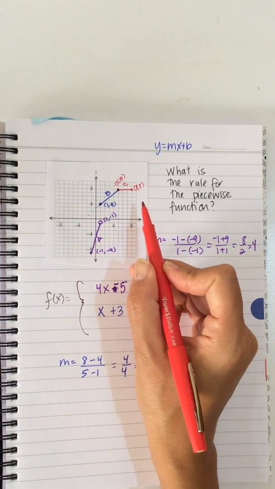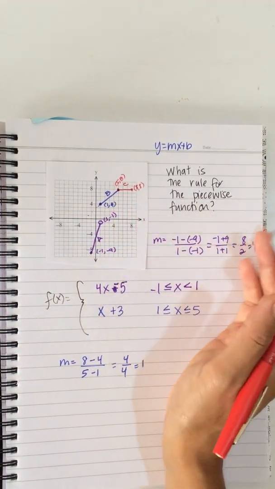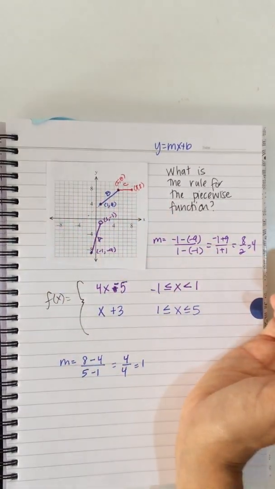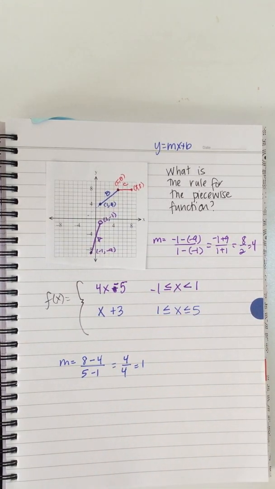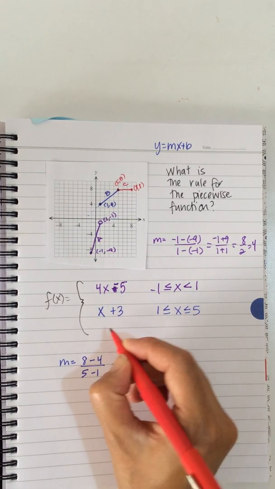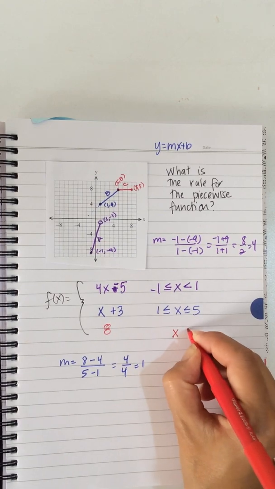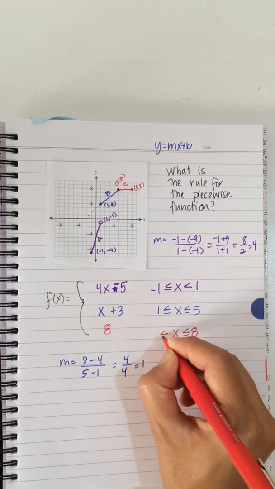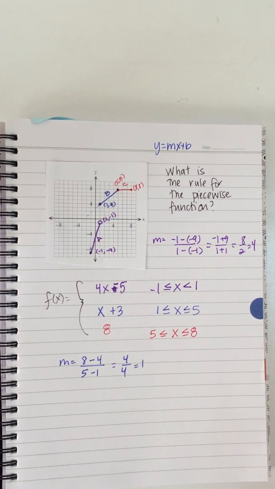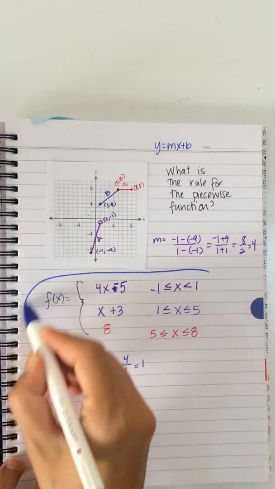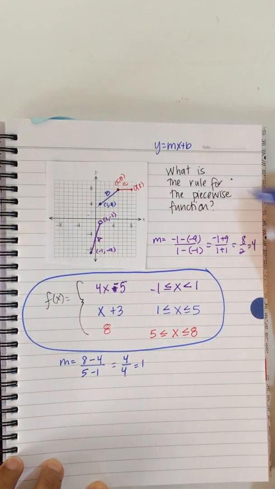And then part C, this red part, it's a constant function, so it's always equal to 8 no matter where it is. So that part is pretty easy because we can just write that the function is equal to 8. When is it equal to 8? When x is less than or equal to 8, and greater than or equal to 5. So this right here is our rule for the piecewise function.